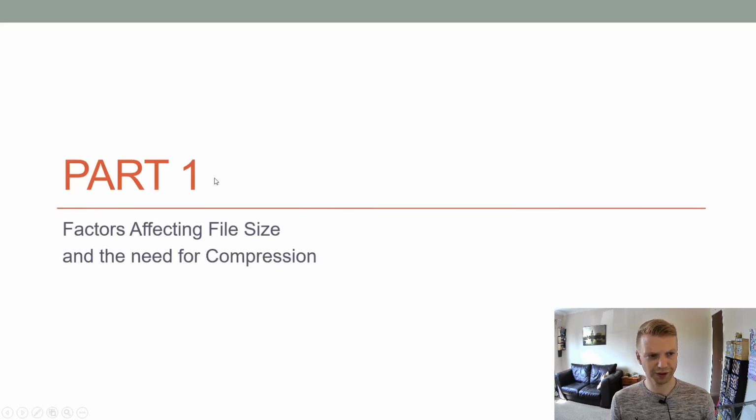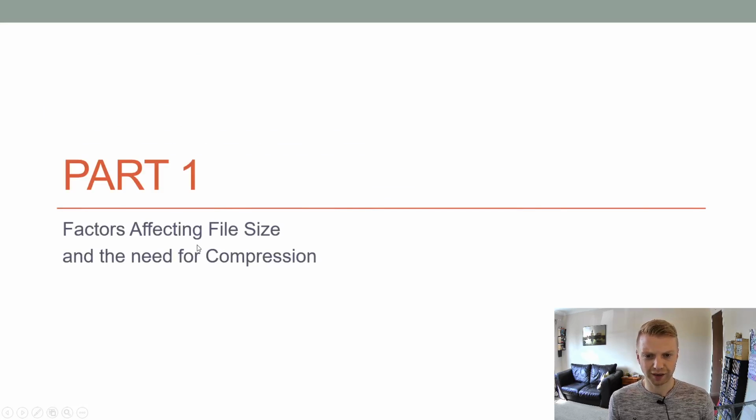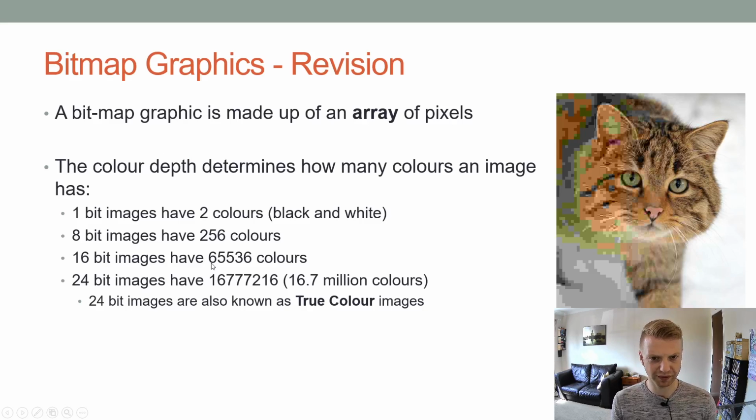So part one, I've broken this into two parts just to keep the images and audio separate. So we'll talk about what compression is in general, and then we'll talk about images and audio and the types of compression they use and a few other things. So factors affecting file size and the need for compression.